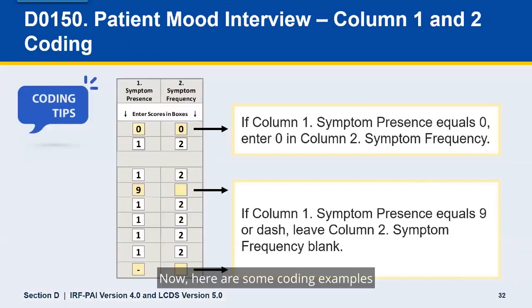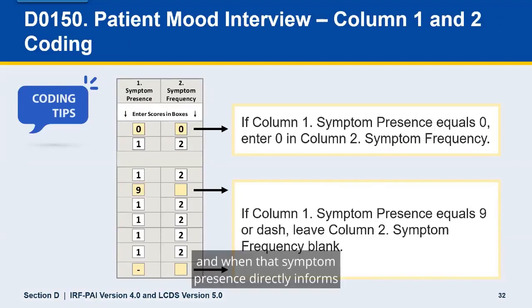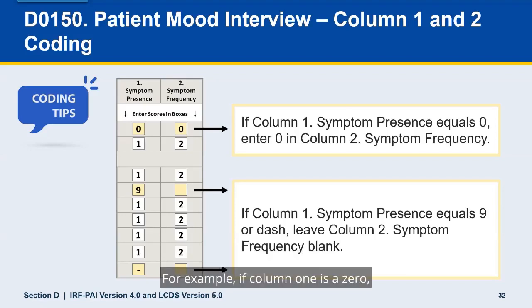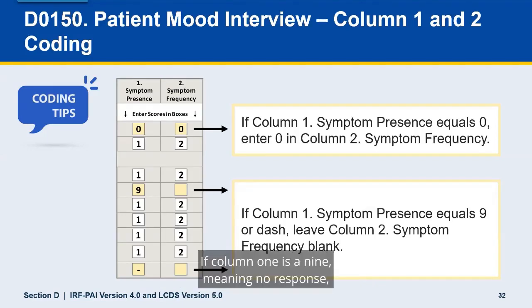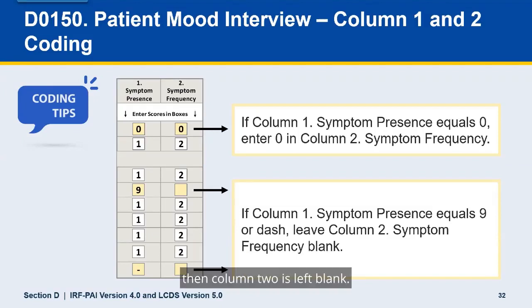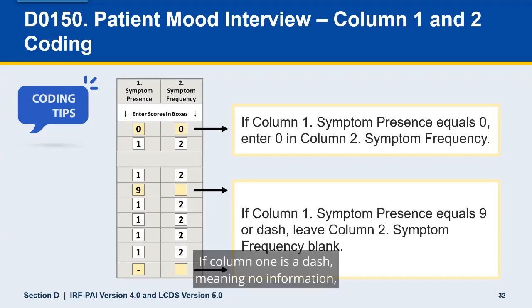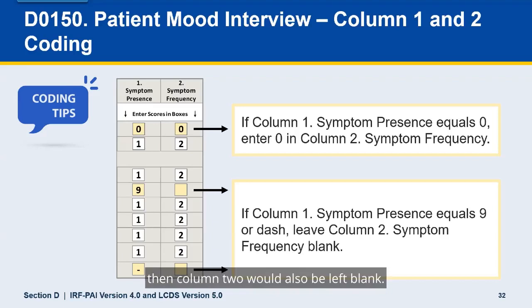Now, here are some coding examples of how to code symptom presence and when that symptom presence directly informs what you do with symptom frequency responses. For example, if column 1 is a 0, then column 2 is also a 0. If column 1 is a 9, meaning no response, then column 2 is left blank. If column 1 is a dash, meaning no information, then column 2 would also be left blank.